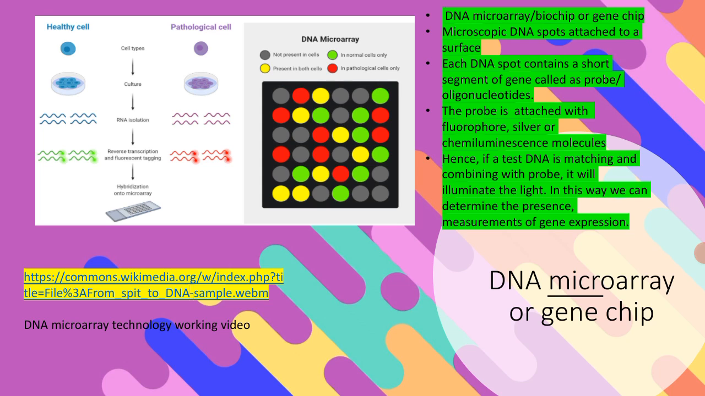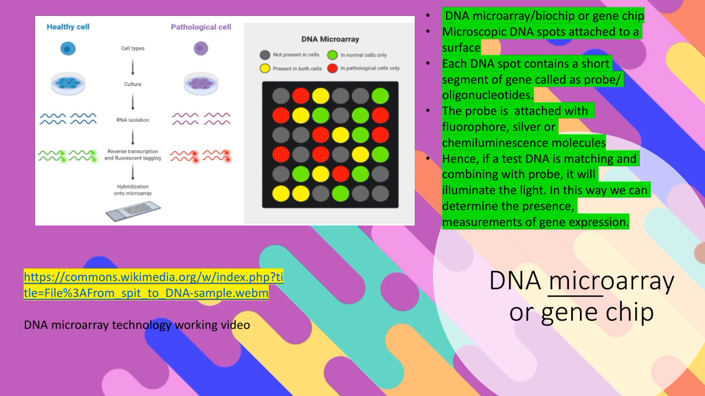Yellow color will be emitted if both cells, the healthy cell and the pathological cell, can produce yellow color. But the distinguishing component is the red color, which is very specific for the pathological cell. So if only the pathological DNA binds to the probe and reacts with the probe, it will produce the red luminescence. From that we can determine the presence of the test sample, the presence of pathogenicity. Also we can measure the gene expression, right?